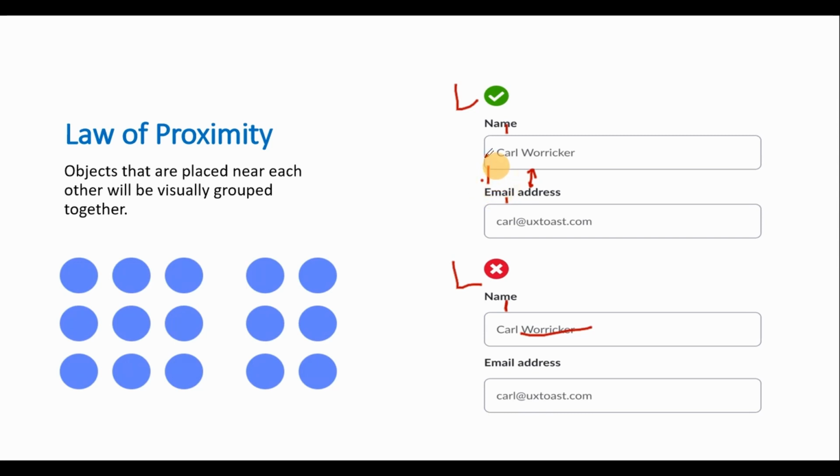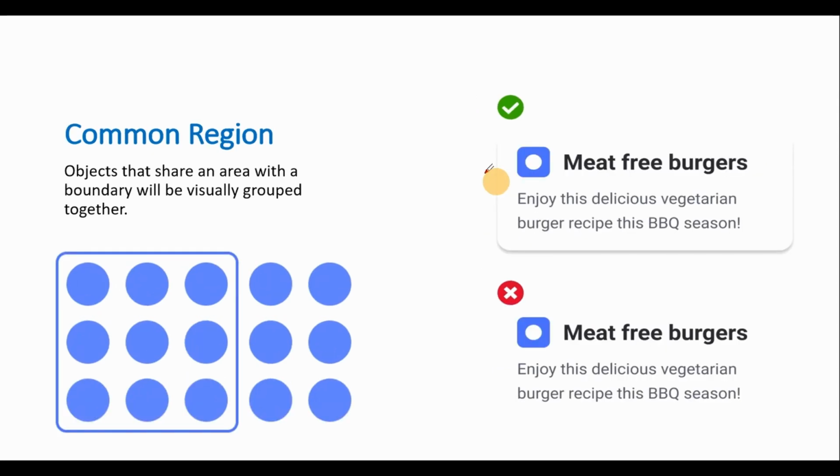Because it makes the design look off. So that's one of the things you need to know about it. The second thing we'll be looking at is common region.